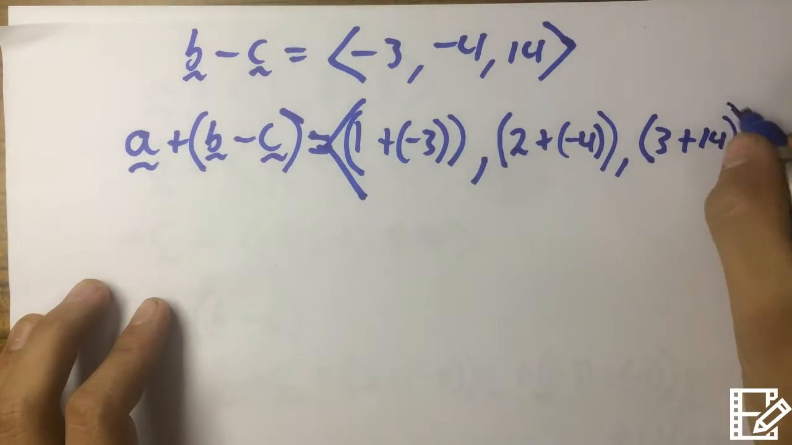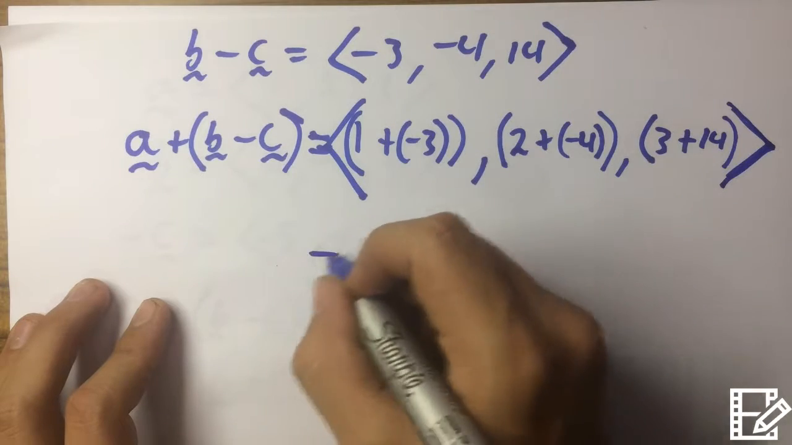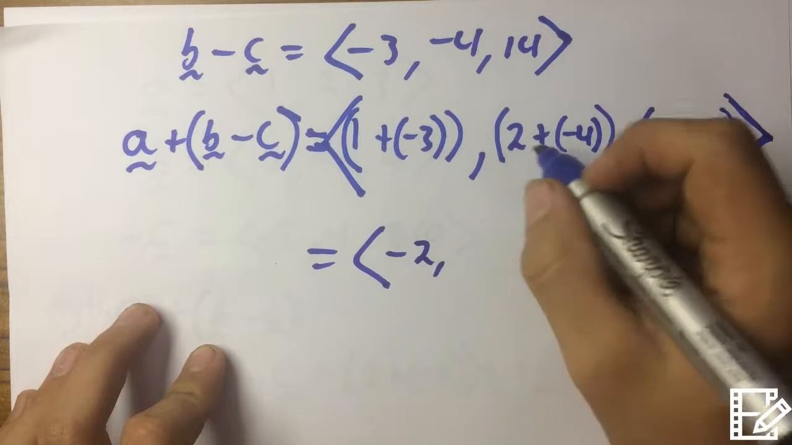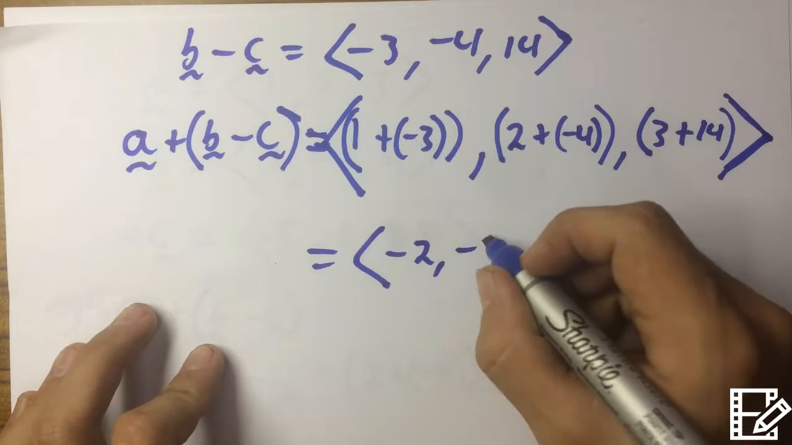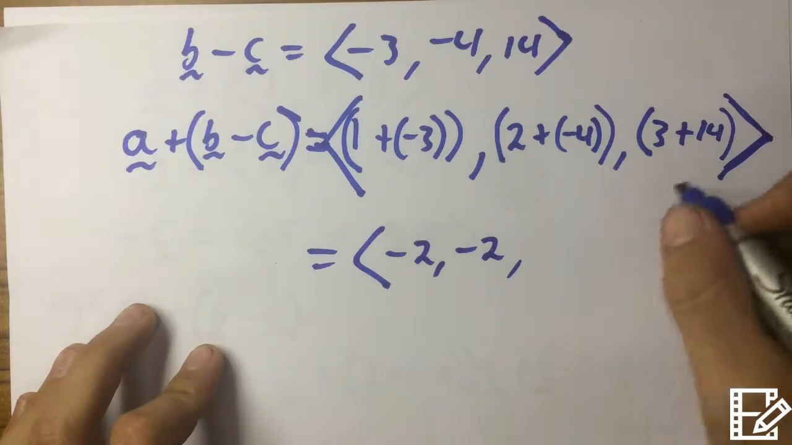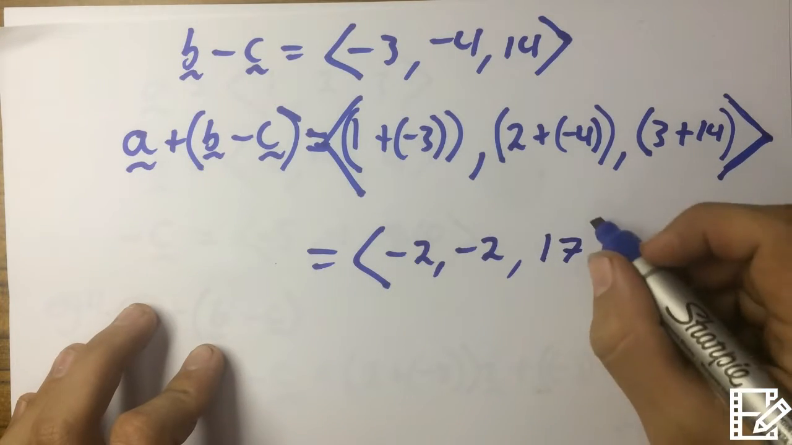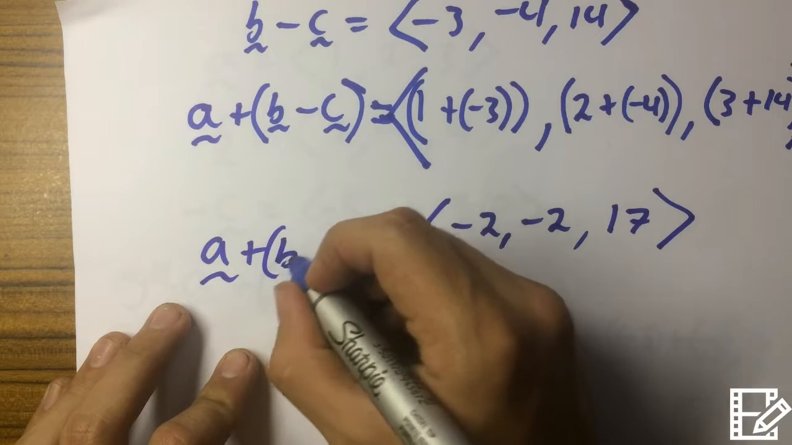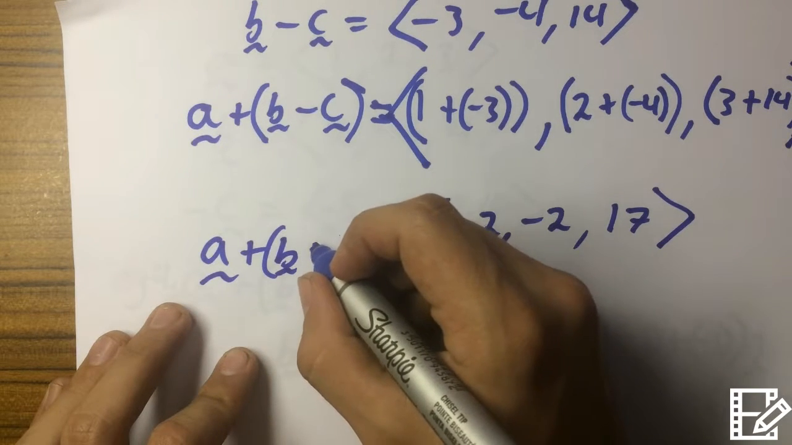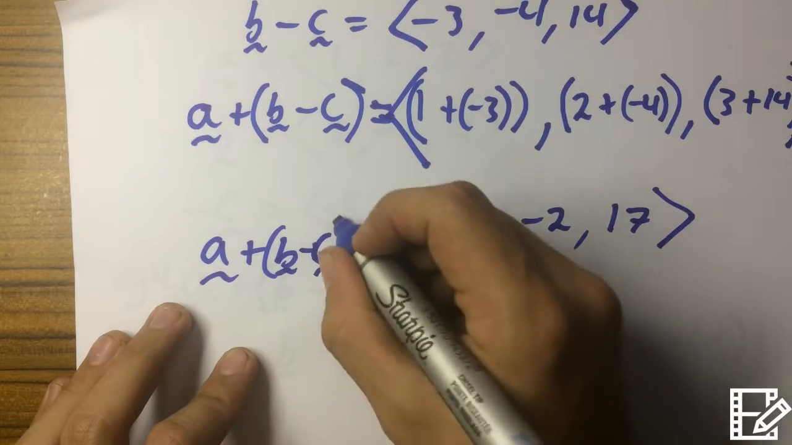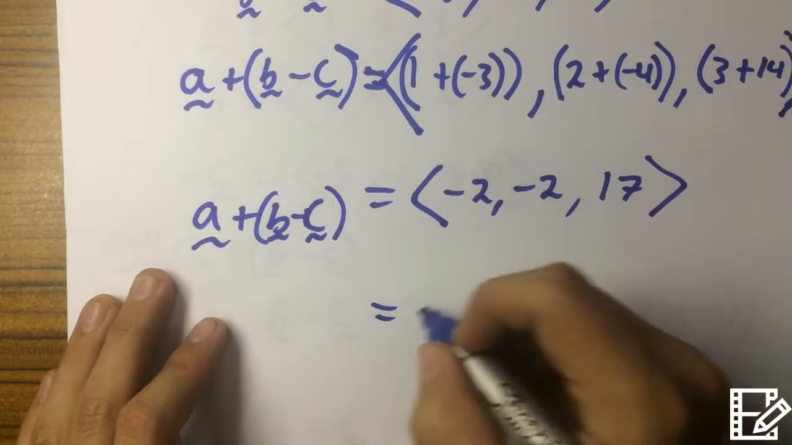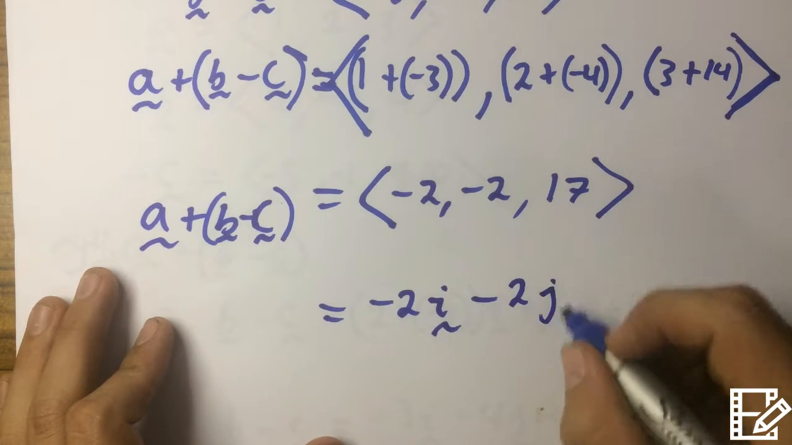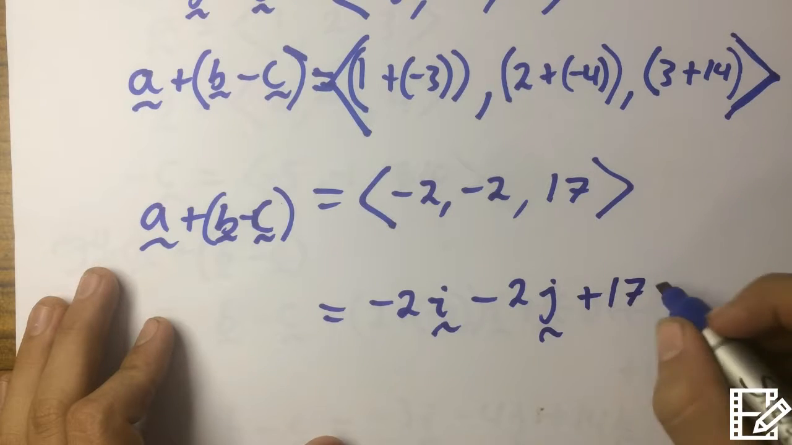That means, I'll go on the brackets, that means now we have 1 plus negative 3, well that's negative 2. 2 plus negative 4, that's negative 2. And 3 plus 14 is 17. And that is our a vector plus, in brackets, b vector minus c vector. And you can also write that as negative 2i minus 2j plus 17k.